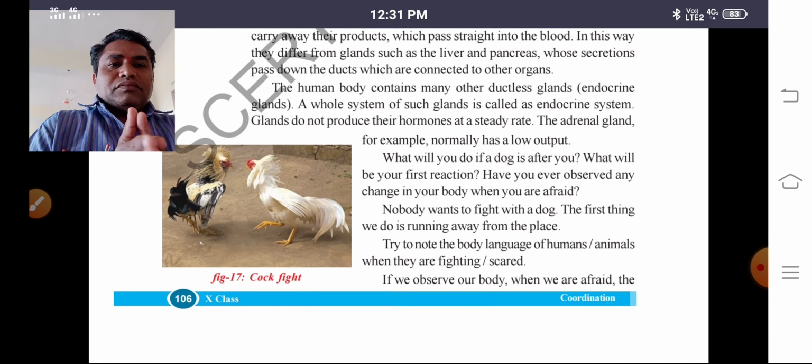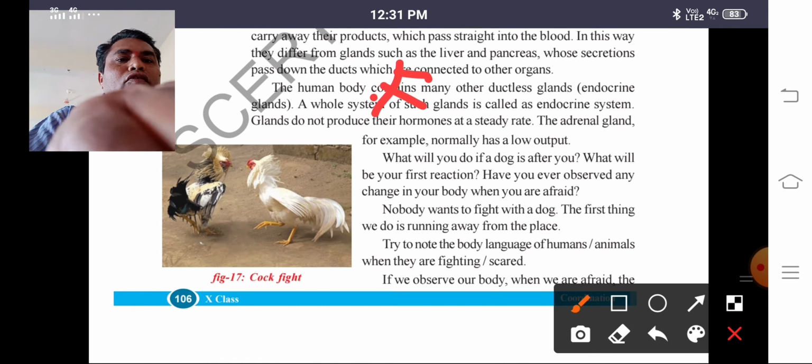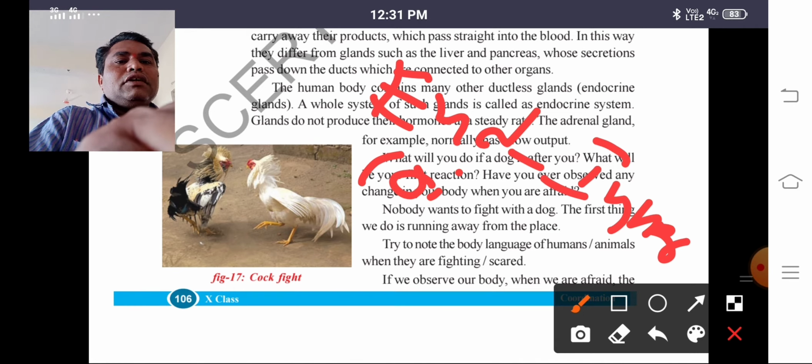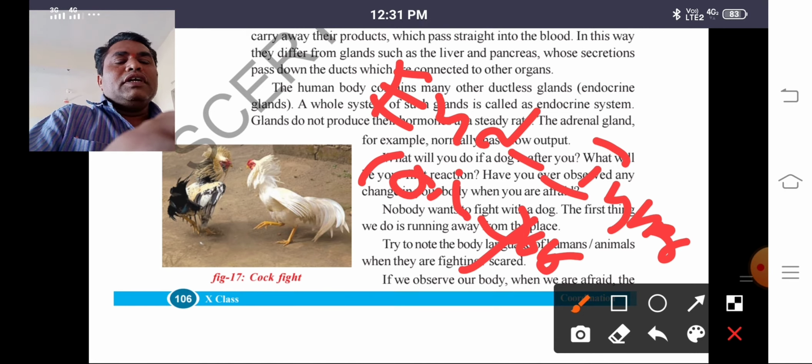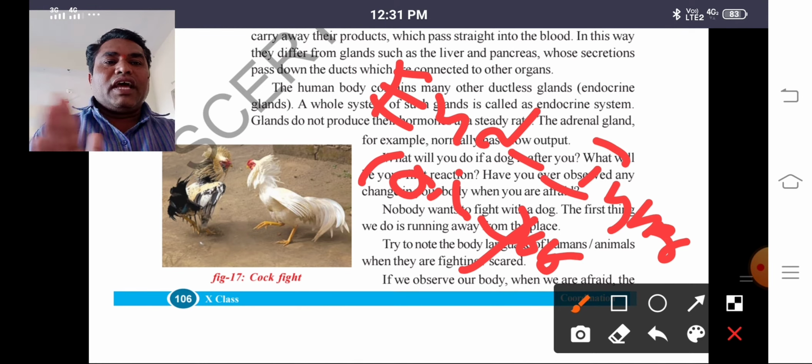So here you have to keep in your mind the word endocrine glands. Endo means inner. Crine means pore. They pour their secretions directly into the blood because they do not have ducts.